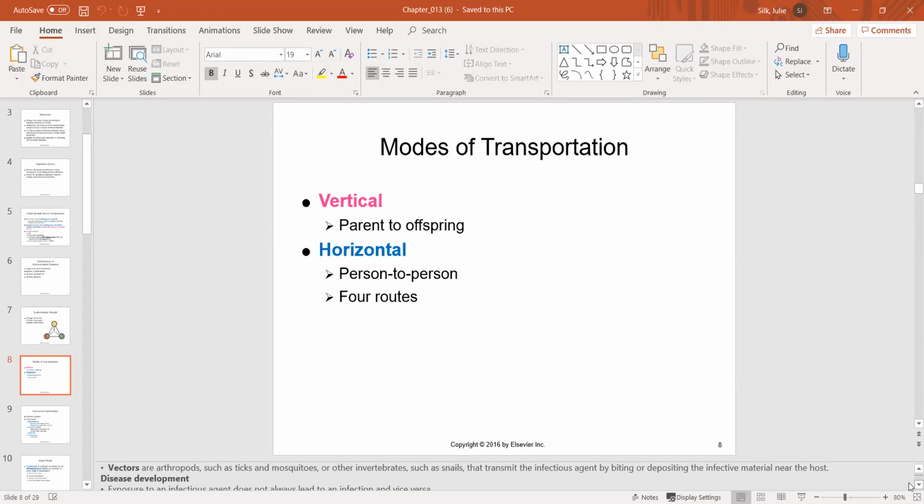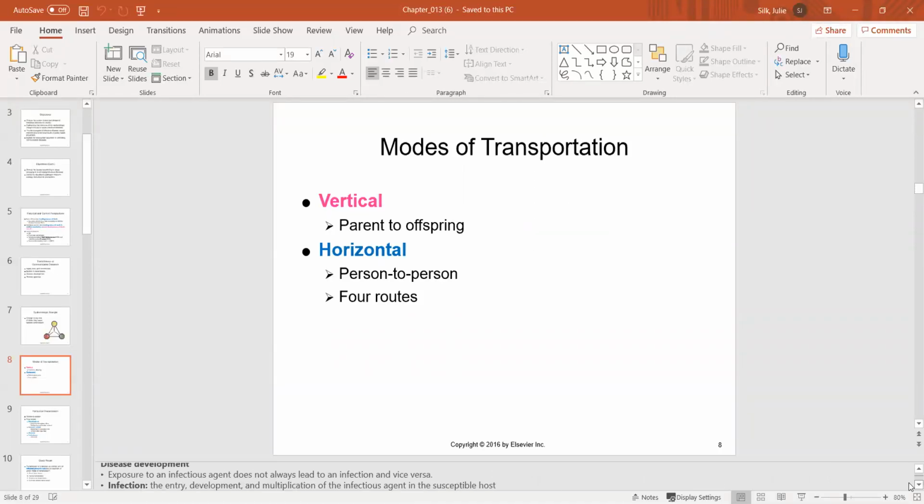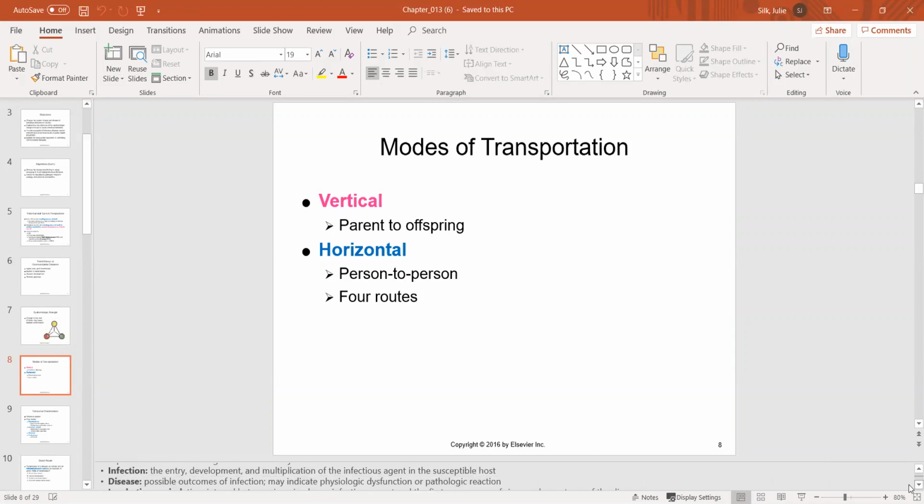So when we talk about disease development, this is exposure to an infectious agent, and it does not always lead to an infection and vice versa. So even though you're exposed, it doesn't necessarily mean that you get it. Infection means that you have entry, development, and multiplication of the infectious agent inside the susceptible host. And then if you have the disease, this means it's a possible outcome of the infection. It may indicate physiologic dysfunction or pathologic reaction.